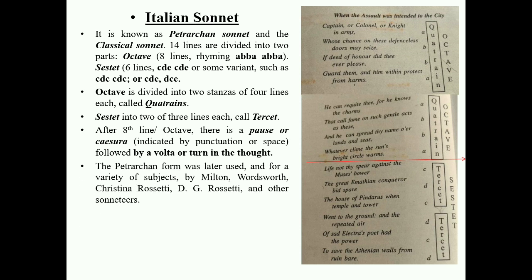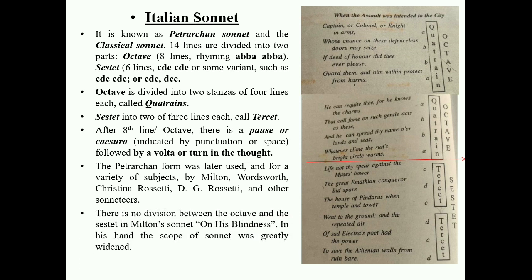The Petrarchan form was later used for a variety of subjects by Milton, Wordsworth, Christina Rossetti, D.G. Rossetti, and other sonneteers. There is no division between the octave and the sestet in Milton's sonnet on his blindness. In his hand, the scope of the sonnet was greatly widened.